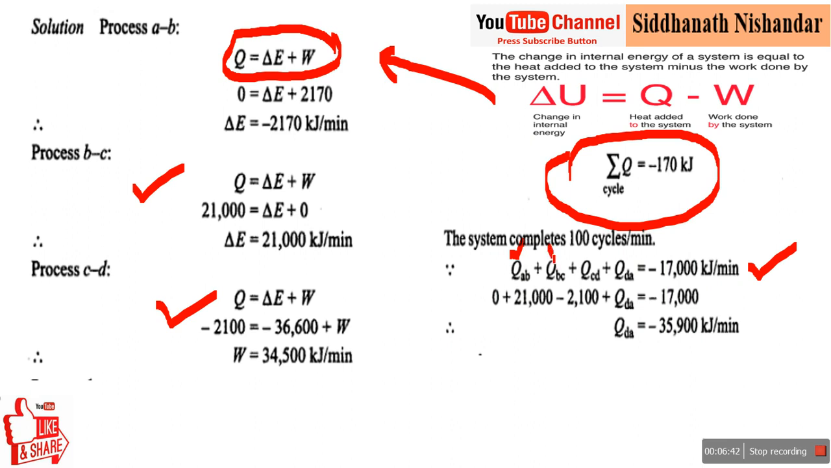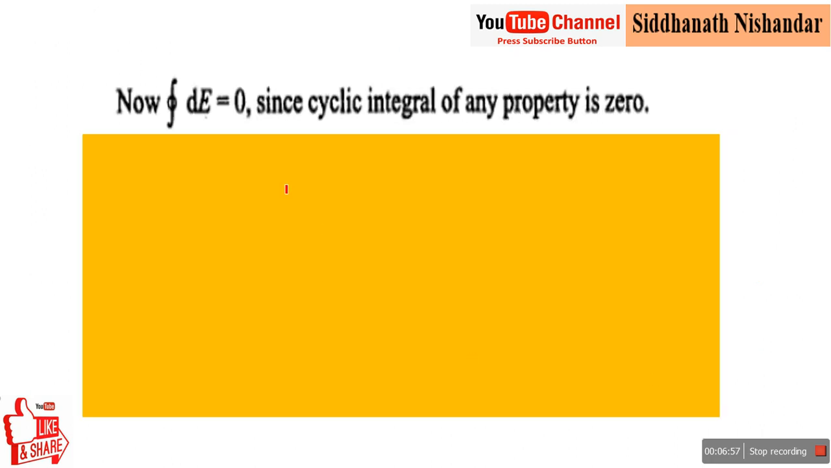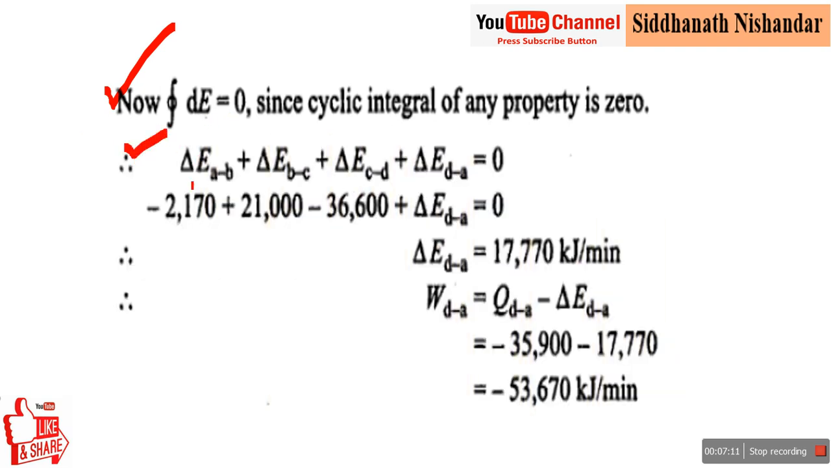So A to B is known, B to C is known, C to D is known. So we can easily calculate the heat rejection in the last process of the cycle, that is D to A. Also we have to find the change in internal energy, and we know that when a system undergoes a cyclic process, the change in internal energy is 0. So we use this fundamental formula: the summation of change in internal energy for each process is equal to 0. The unknown is the change in internal energy for D to A. Put the values, and we can get the change in internal energy.